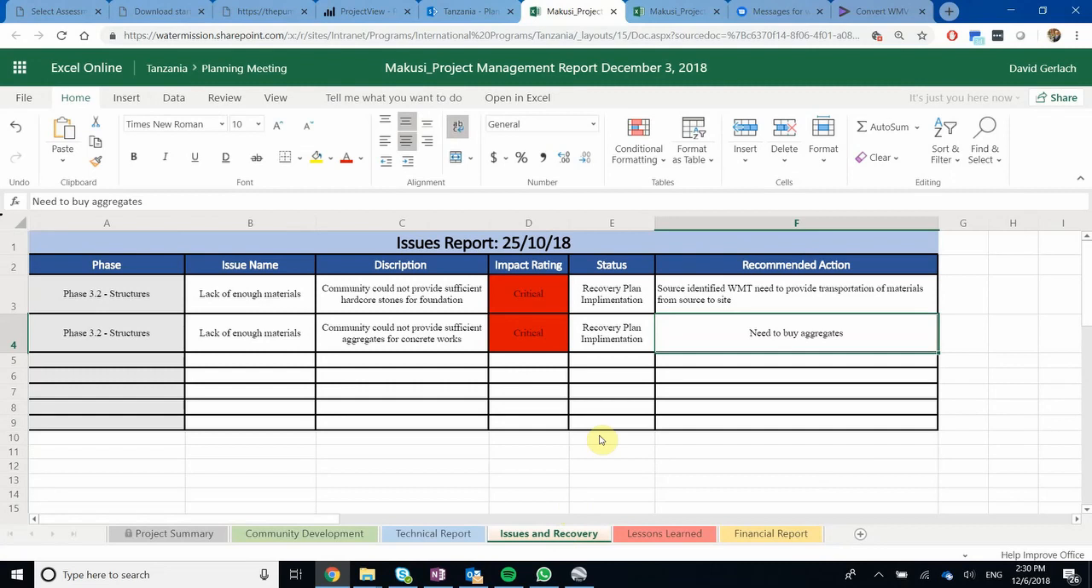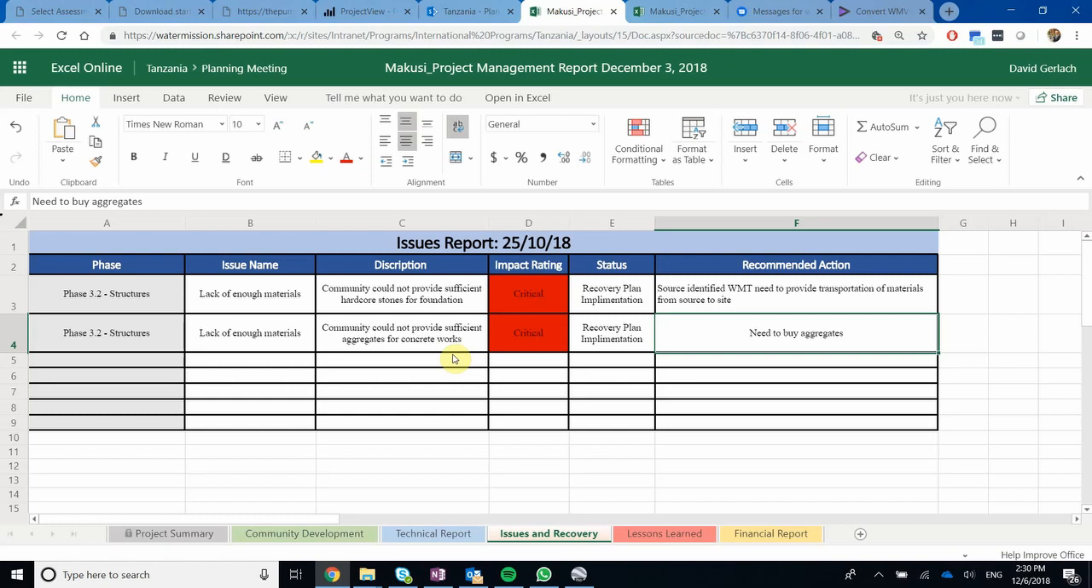Moving on to issues and recovery. Here there may be some issues as things move along where we don't want to forget about them. Maybe this issue comes along and it's not gonna go away until we actually do something about it. And what that means is technicians or community development officers can be sitting in the field doing nothing until this issue is actually resolved. And so what we want to do there is name that issue, describe it, and then say, what's the impact of it?